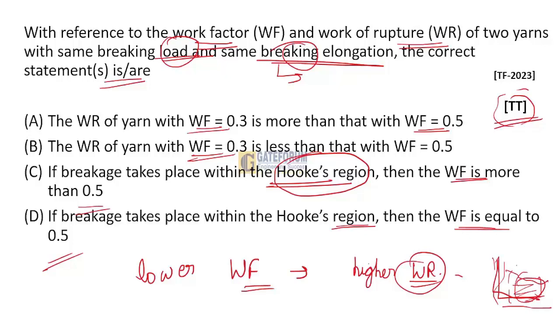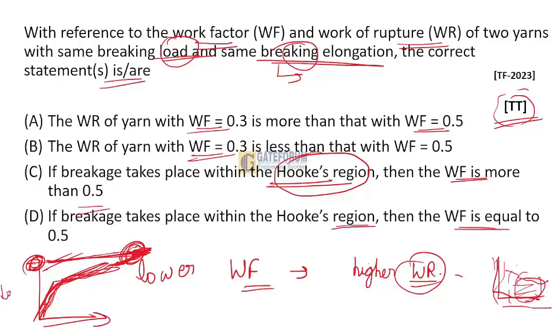Also, if the breakage takes place within the Hookean region, it means that the yarn has not exceeded its elastic limit, and it must not have undergone plastic deformation. What is plastic deformation? When loaded, the yarn elongates closely in the elastic region, and then the plastic region occurs somewhat, and it finally breaks here. This is known as the breaking load. This is the elastic region, this is the plastic region, and it is the final deformation.